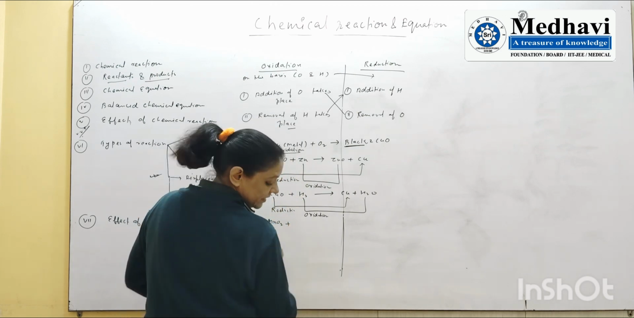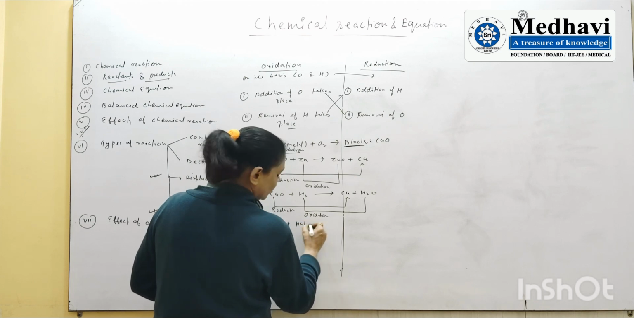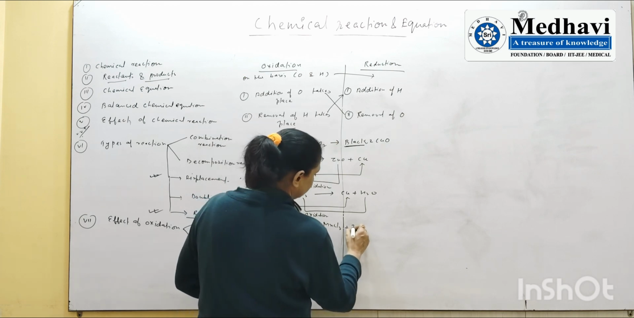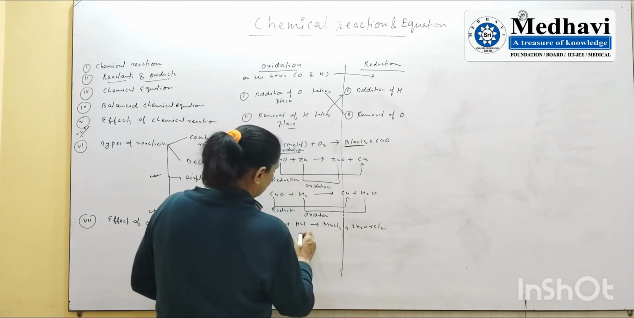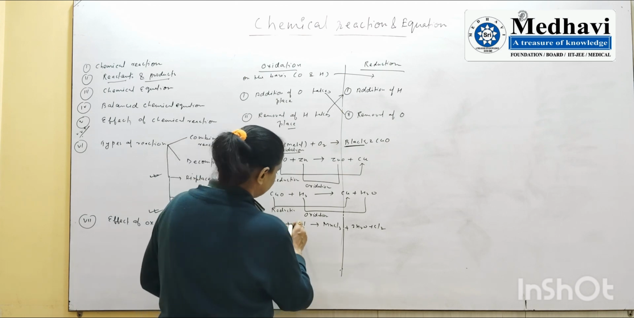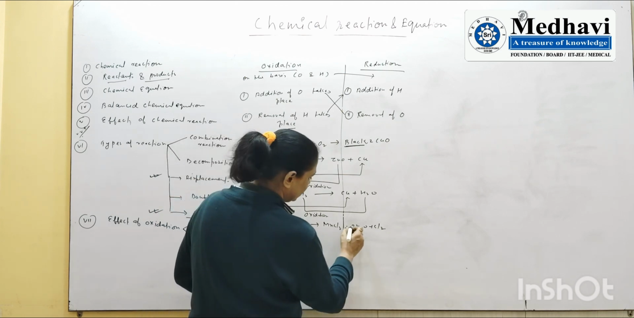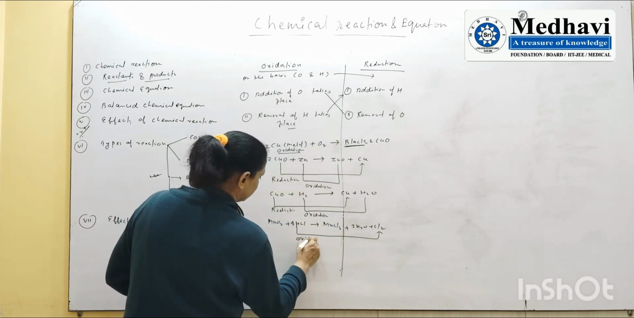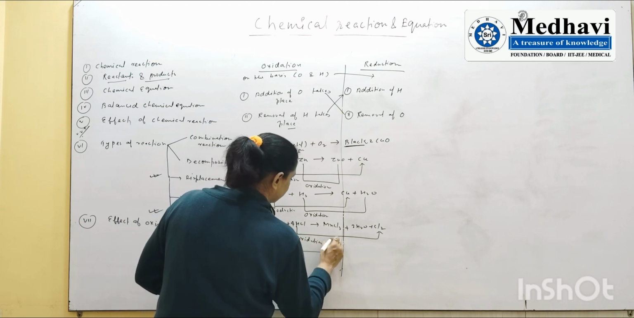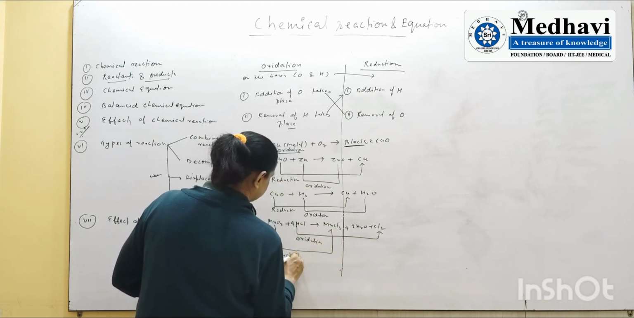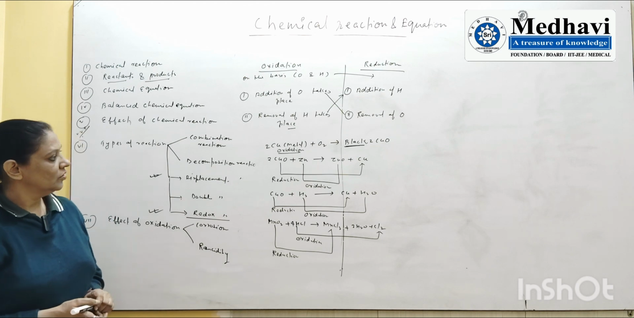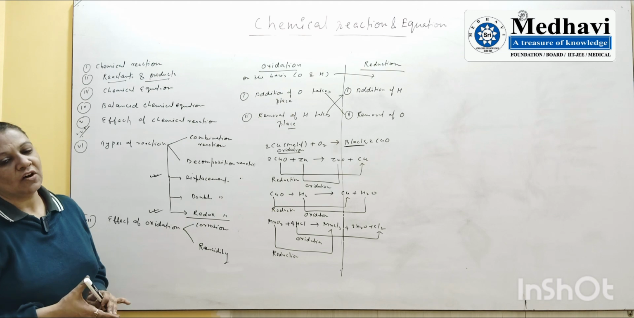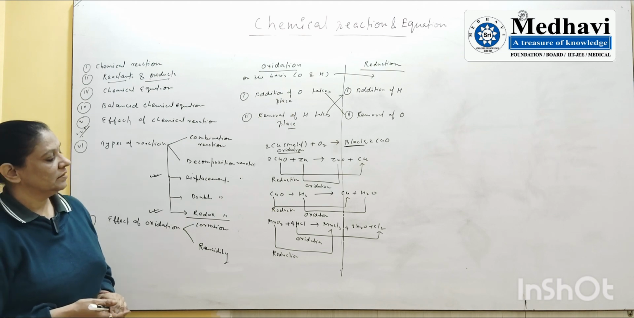Manganese oxide reacts with hydrochloric acid to give manganese chloride plus water plus chlorine gas. So here first you balance it. It is 4HCl, 2H2O. So here removal of hydrogen, that is oxidation. Removal of oxygen, that is reduction. So these all are examples of oxidation and reduction in terms of oxygen and hydrogen.